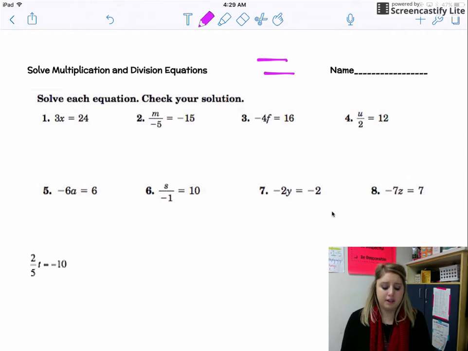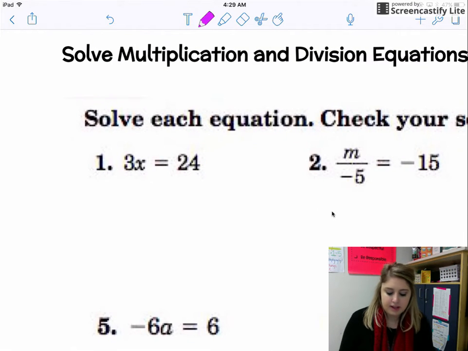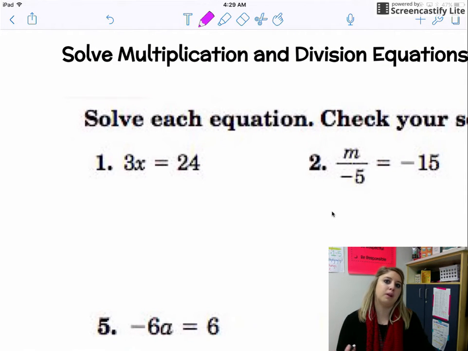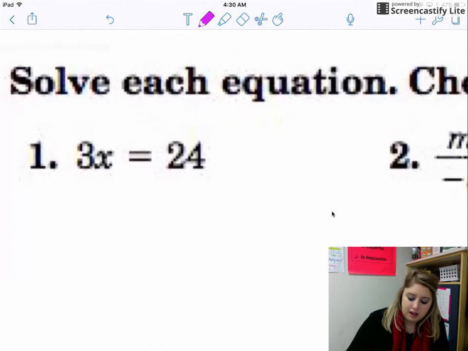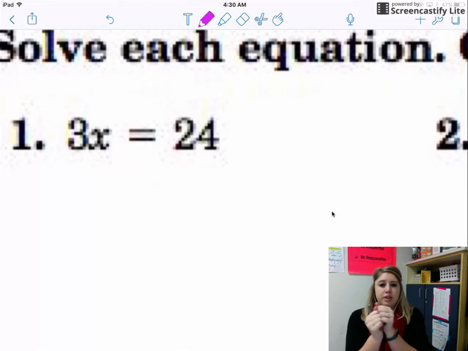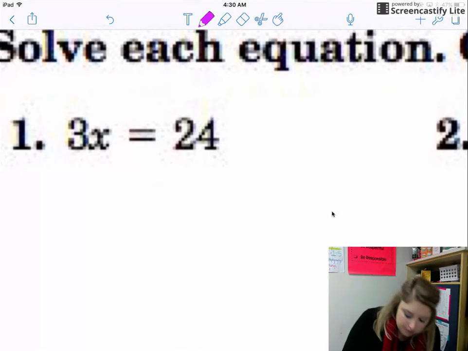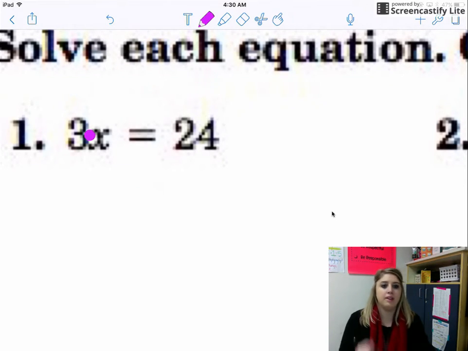So let's look here at number 1, and it says 3x equals 24. So I want to know what value of x would make that equation true, that would keep both sides balanced. What could I plug in for x that would make it true? You might be able to guess it, but I want you to see these steps that we would use in case you don't know. When the 3 and the x are squished together, there is an invisible multiply sign in between them, right? 3 times x equals 24.